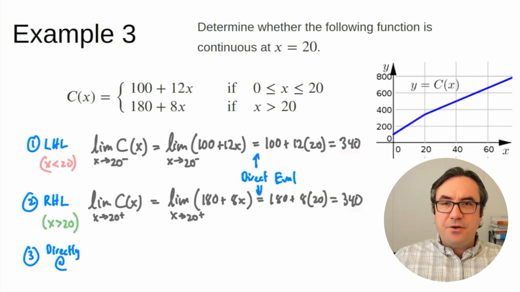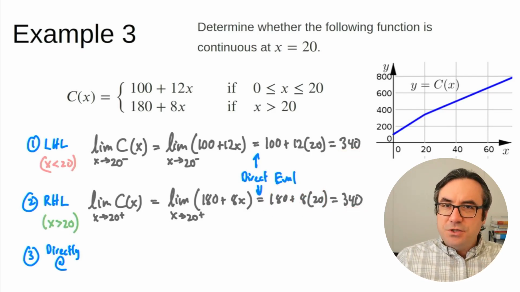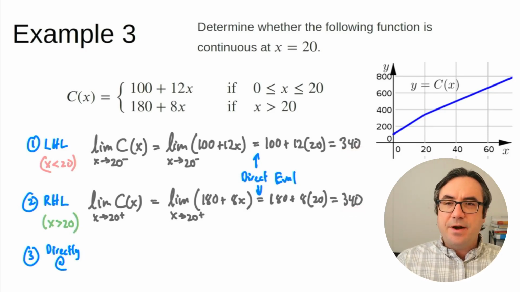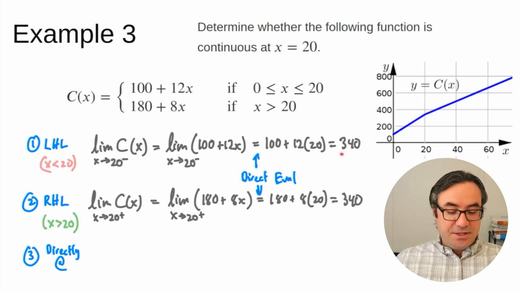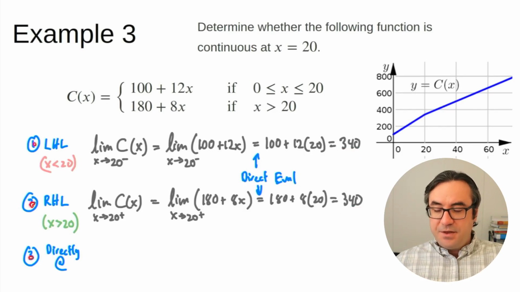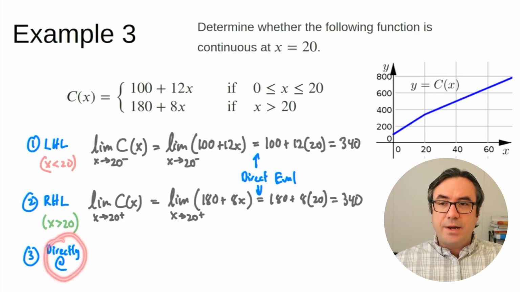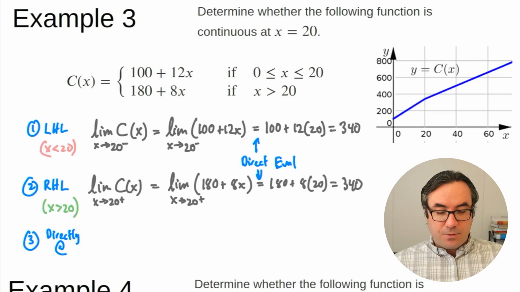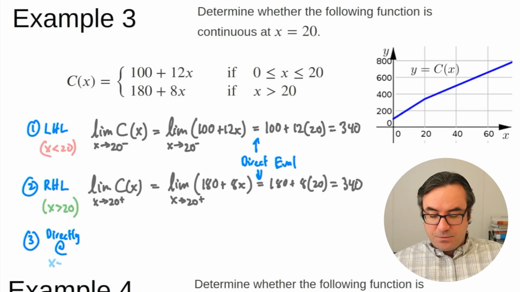We've got two of the values. They're both equal, so it's looking like this is going to be continuous. But all we can say right now, based on the left-hand and right-hand limits being the same, is that the limit exists. This isn't enough to tell us that it's continuous. We need all three of these to actually be equal. So we do need to consider what's going on directly at x equals 20.